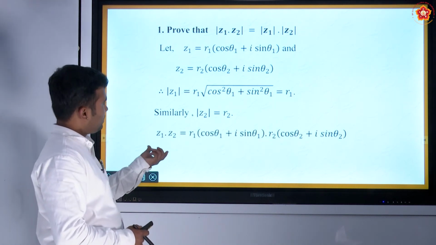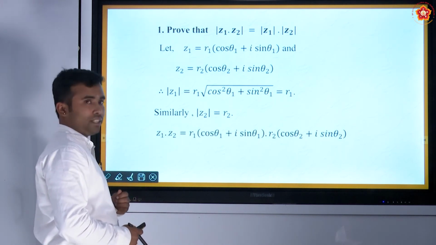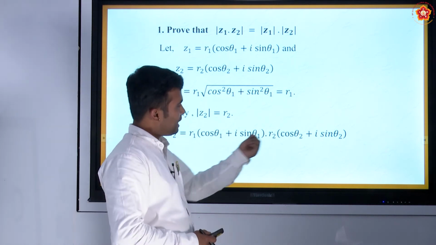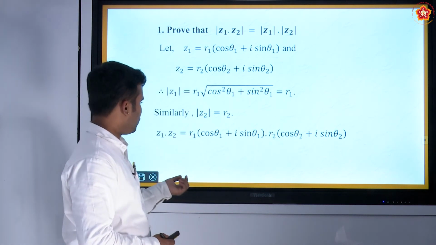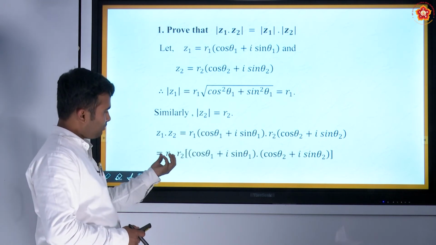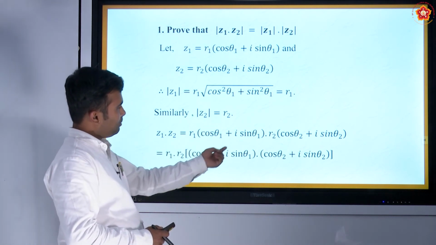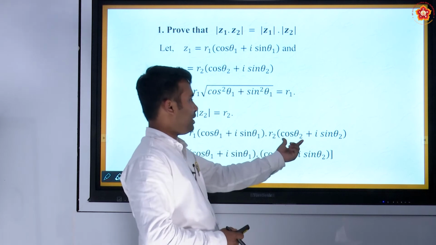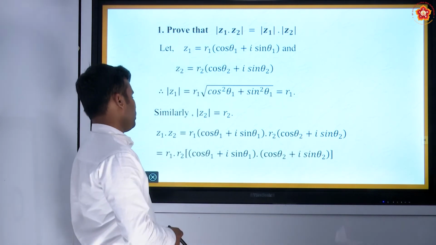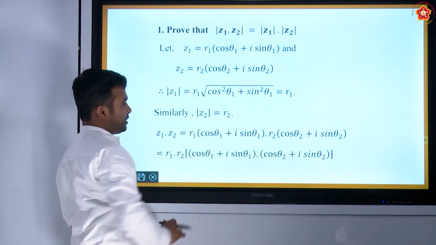Hence, now let us consider the product z1 into z2. z1 is this one and z2 is this. Now you can multiply that. r1 into r2 you can take one side. So now cos theta 1 plus i sin theta 1 multiplied with cos theta 2 plus i sin theta 2. So we have written it together.